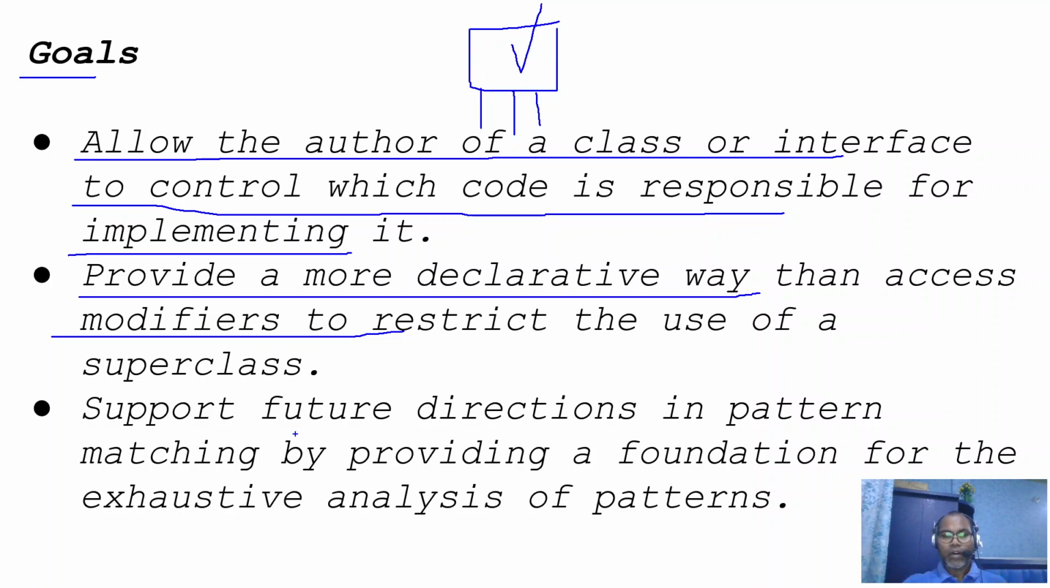And the further future goal of sealed classes or interfaces is to support pattern matching. So in future, just like in the case of switch expressions, where you can pass an enum, an enum has an exhaustive set of cases. Similarly, you can use a sealed class or interface in the case of a switch. So pattern matching is also very handy in the case of sealed classes.